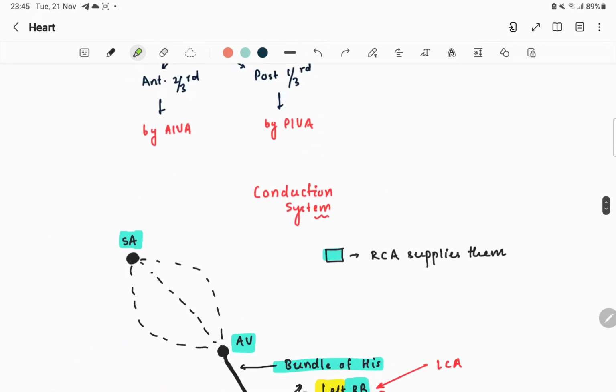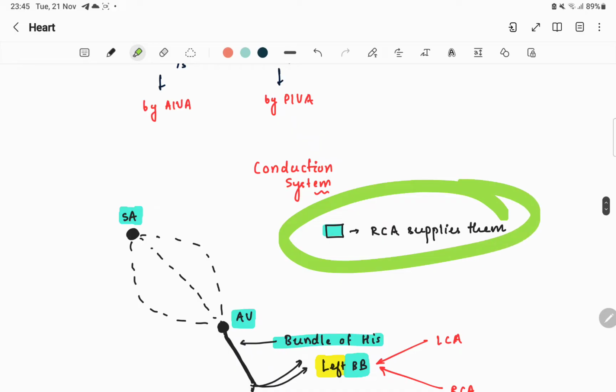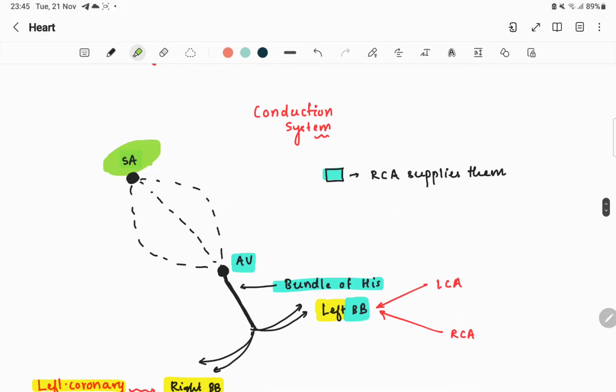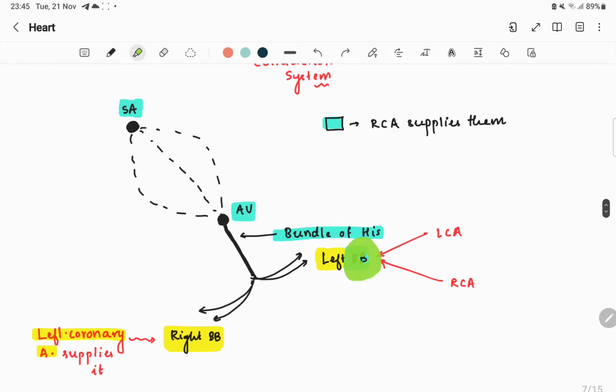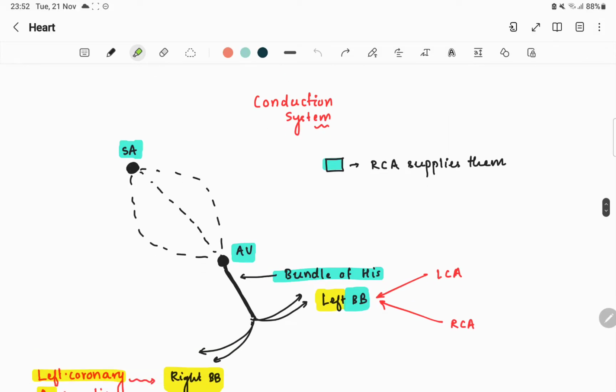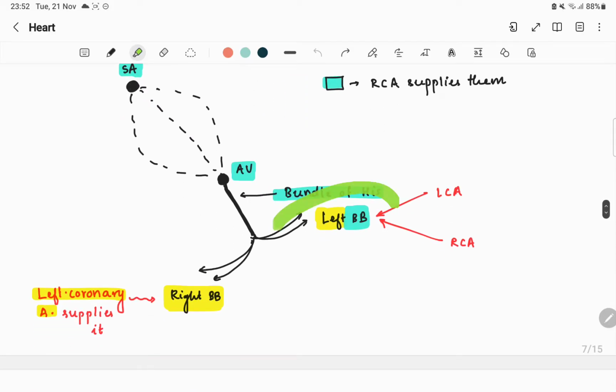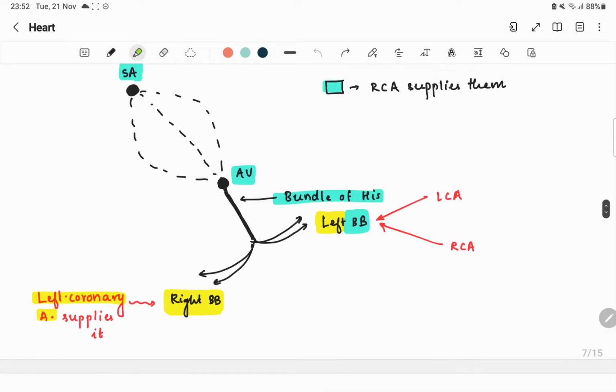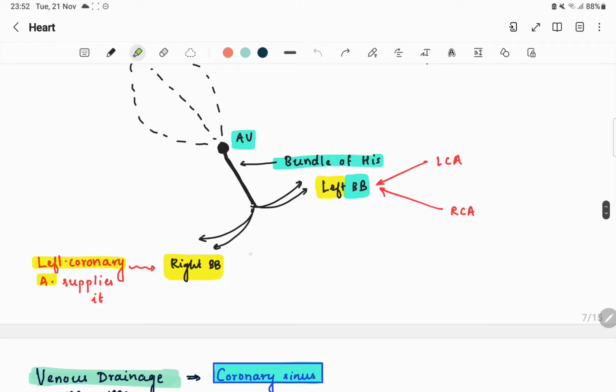So what is the blood supply? The right coronary artery supplies your SA node, AV node, your bundle of His, and half of your left bundle branch. So the left bundle branch mainly gets its supply half from your LCA and half from the RCA. And your left coronary artery supplies the right bundle branch and half of the left bundle branch.